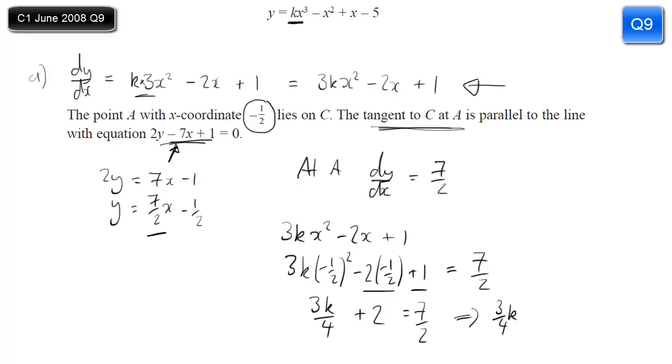So 3/4 k equals, well, 7 over 2 take away 2 is 7 over 2 take away 4 over 2, which is 3 over 2. So here the 3's on top, we can divide by 3, both sides they cancel. So all we need to do now to get k is to multiply by 4. So k is 4 over 2, which is 2.